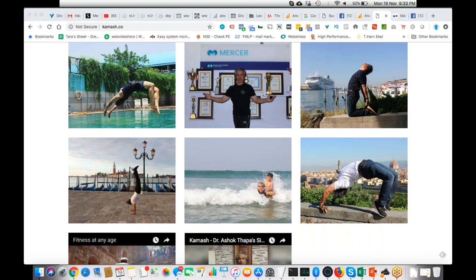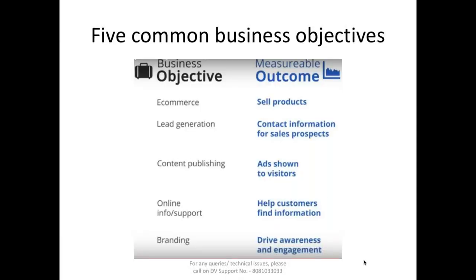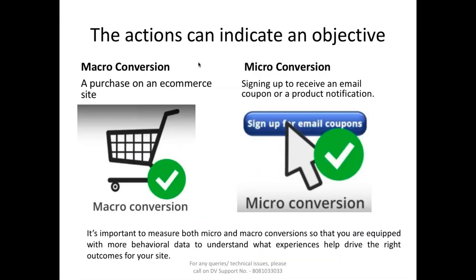Yeah, okay. All right. So I believe I have given you enough examples when it comes to your goal setup, e-commerce transaction setup, and all that. Now, the action can indicate an objective. So you have macro conversions, you have micro conversions. But conversion is actually conversion. There is nothing macro or micro when it comes to the goal setup in Google Analytics or conversion tracking in Google Ads or Facebook Pixel, etc. There's nothing macro and micro.